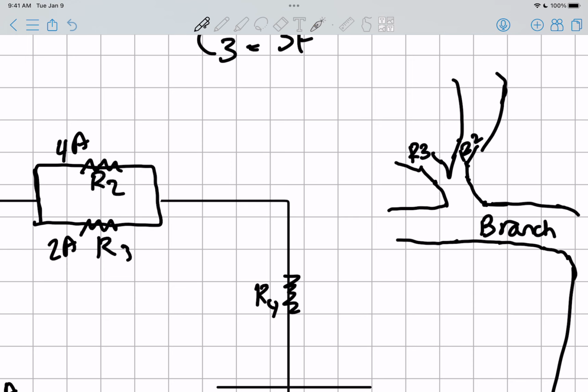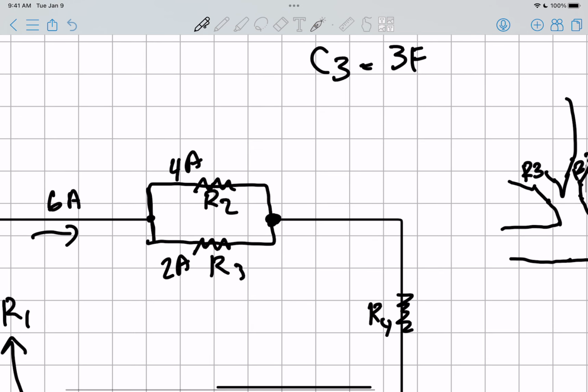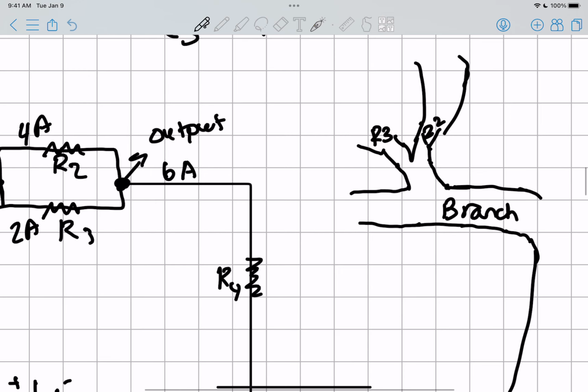But effectively, these branches are going to reunite at this output point. So here's an input, and here's an output. And the idea is that they want to conserve the charge, they want to conserve the current, right? So if I go in with 6 amps, 4 amps might be split up at the top, 2 amps might be split up to the bottom one, but the idea is that when you come out, you have to have that 6 amps once again, right?